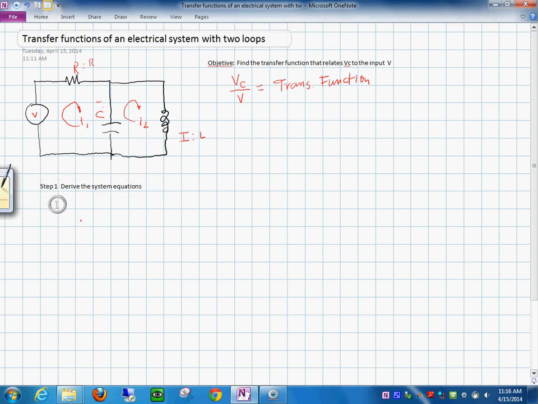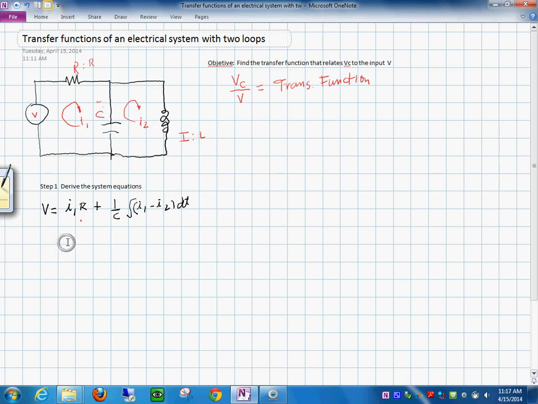In order to do this, we use Kirchhoff's laws. And the first one would be that the voltage on the first loop is equal to current I1 times R plus 1 over C times the integral of I1 minus I sub 2 dt, like that, right? That would be for this first loop.